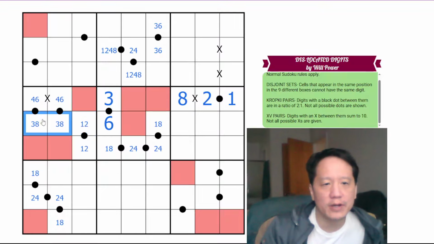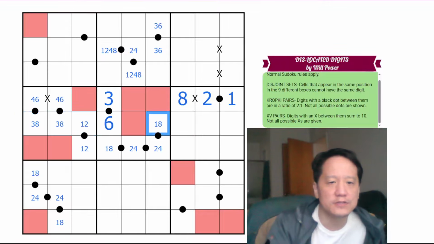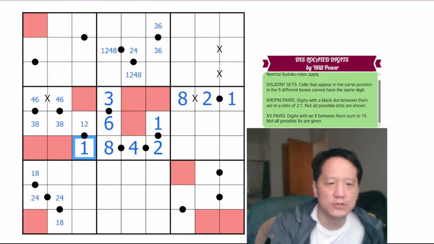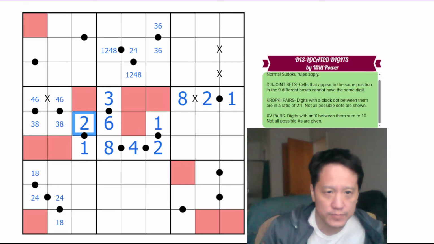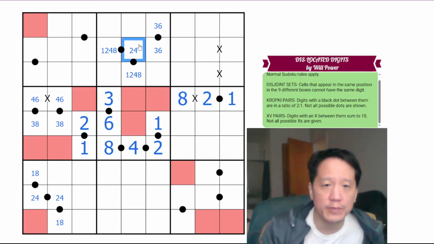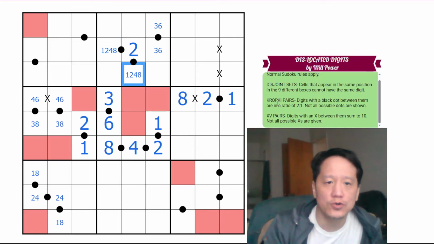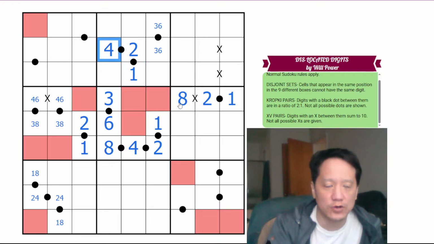This 3-8 pair eliminates 3 and 8 in the rest of the row, so this can't be 8. This is 1, which is in a 1 to 2 ratio with 2, which is in a 1 to 2 ratio with 4, which is in a 1 to 2 ratio with 8. 2 eliminates 2 here, so that's 1 and 2. 4 here eliminates 4 here, so this is 2, which can only be in a 1 to 2 ratio with 1 and 4, and this can't be 4, so this is 1, and this is 4.